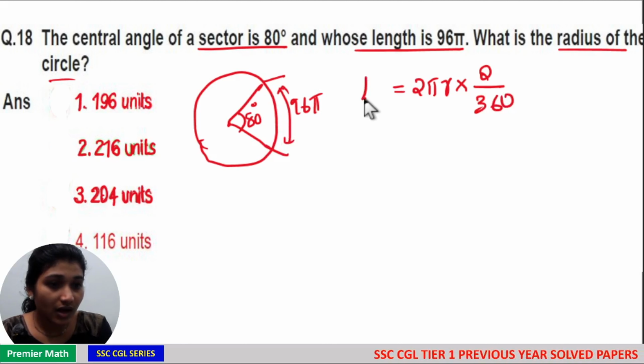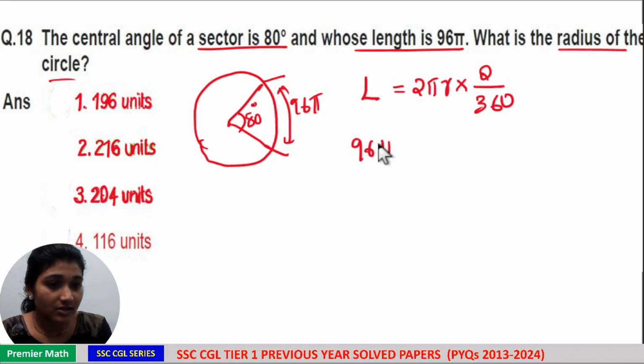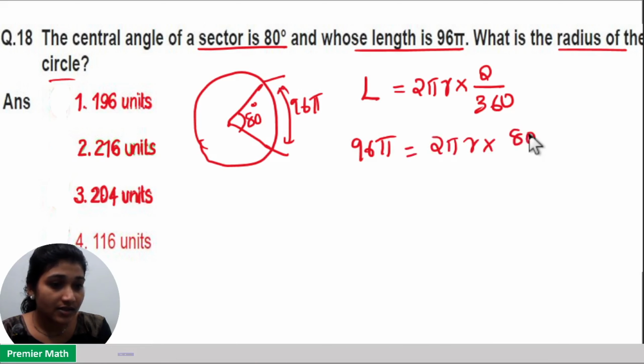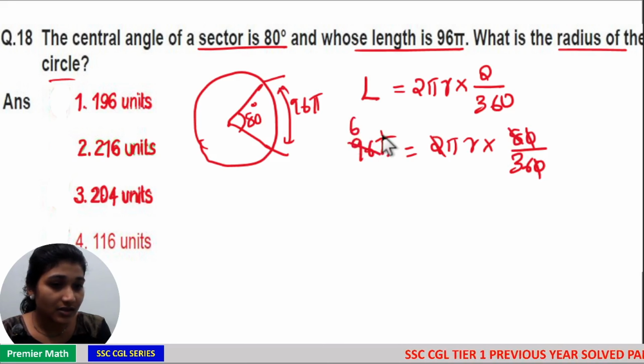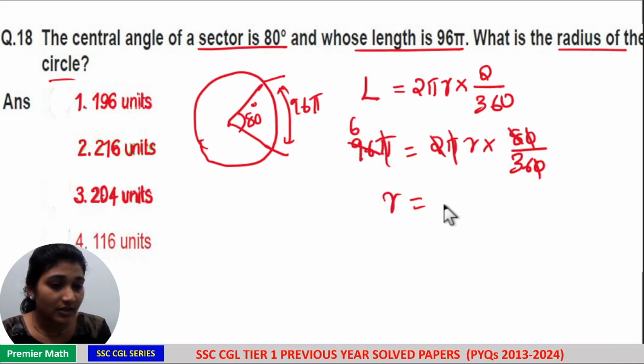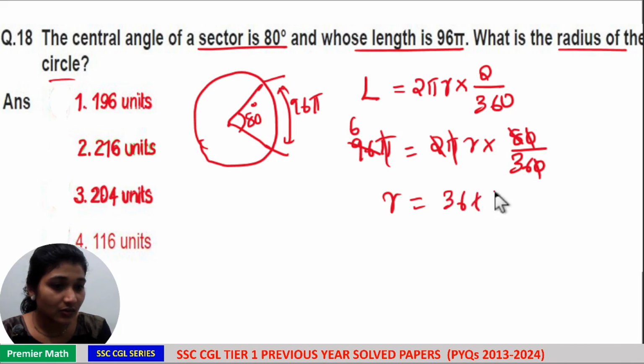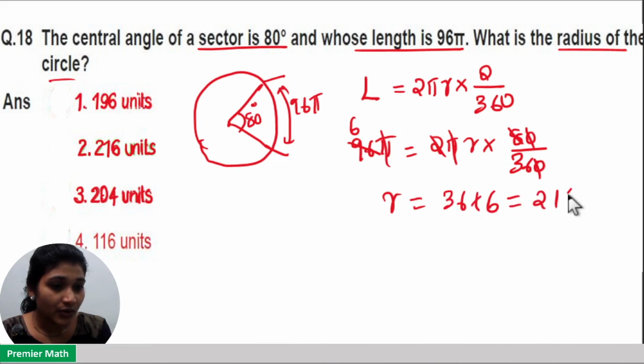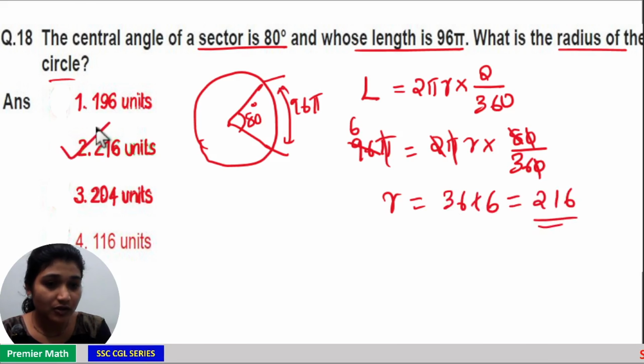Now, what is the arc length? L. So here the arc length is 96 pi, which is equal to 2 pi r into theta, 80 degrees, upon 360 degrees. 0, 0 cancel. Here 8 into 2 is 16. 16 goes 6 times in 96. Pi and pi cancel. So r is equal to 36 into 6, which is equal to 216. 180 plus 36 is 216. Option 2 is your answer.